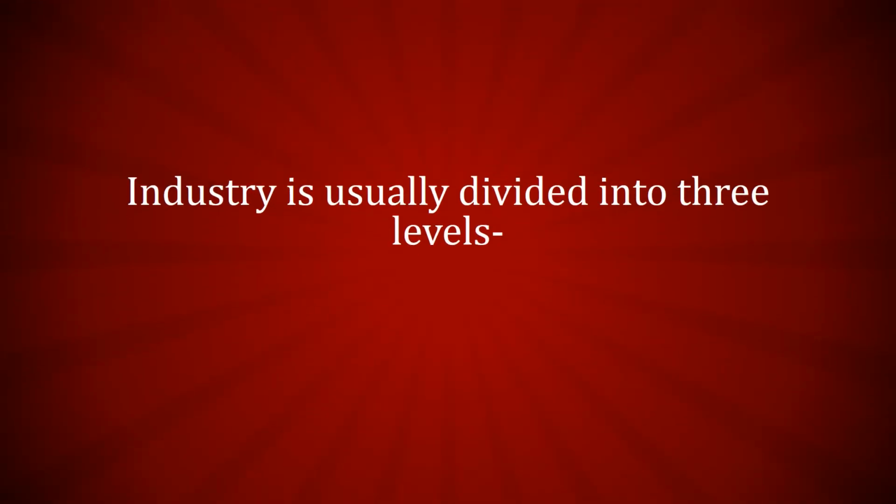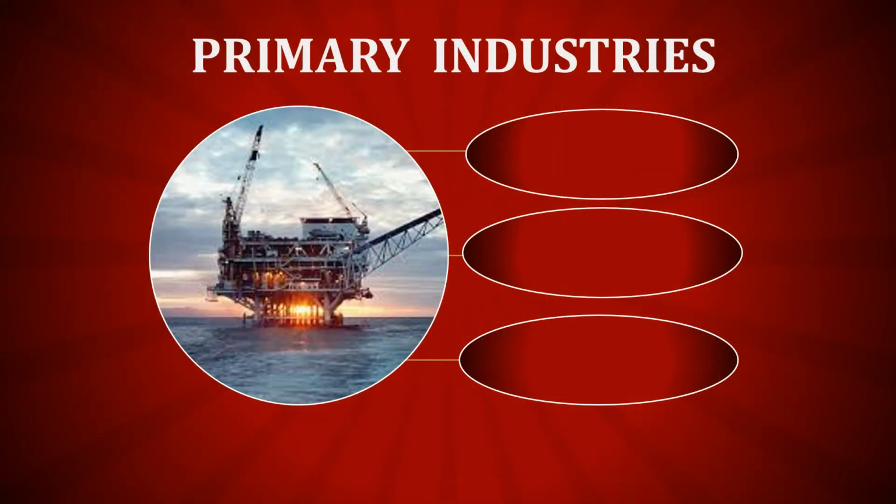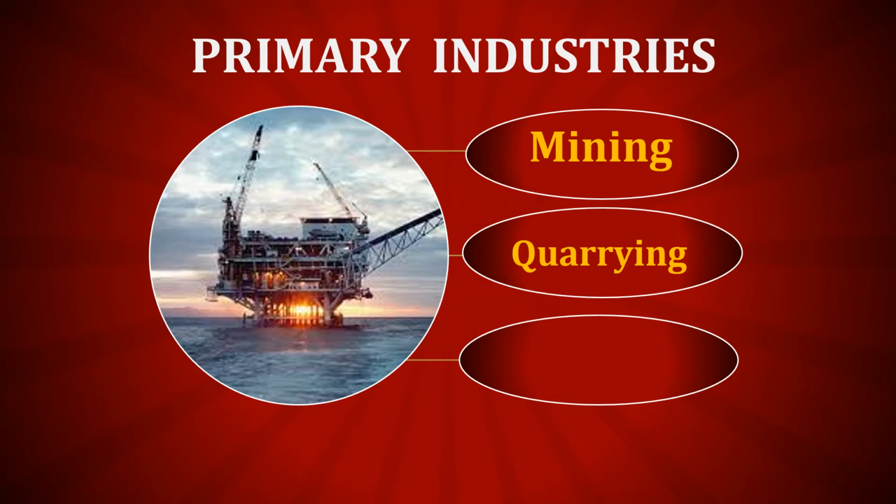If you recall the previous lecture, you must remember the levels of industries. There are 3 levels: primary, secondary and tertiary. Today, we are going to discuss in detail the first level of industry, that is the primary industry. Primary industry is getting the raw materials. These can be obtained in many ways, but here we discuss mining, quarrying, oil and gas drilling.